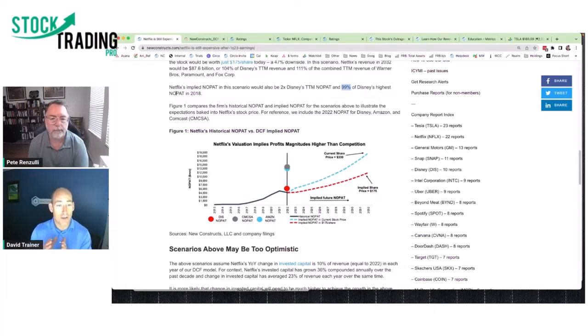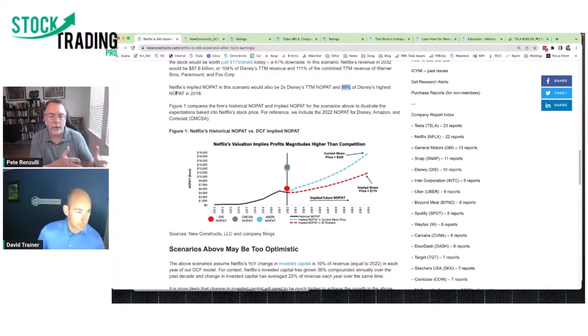And I like to draw that comparison because Disney, we think, is a meaningfully better competitively positioned business for one big reason, Pete. They can monetize content in multiple ways, and Netflix can monetize content in one way. Yep. And we think that's a severe disadvantage for Netflix.